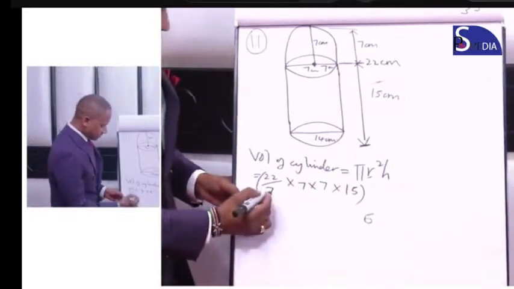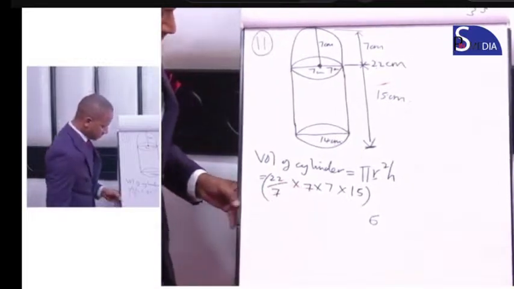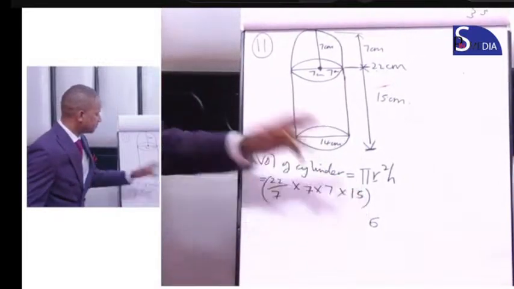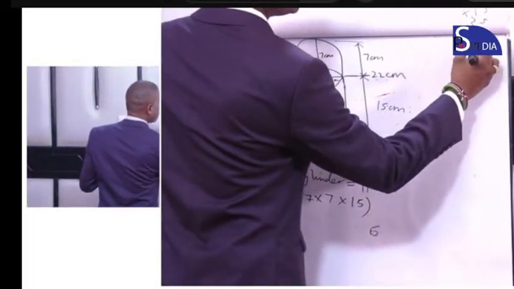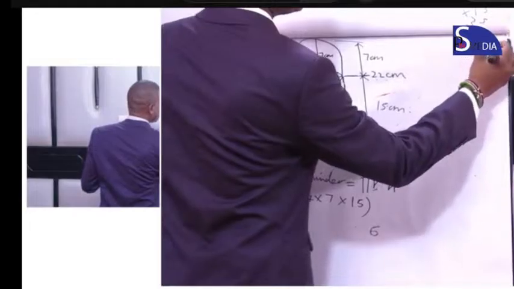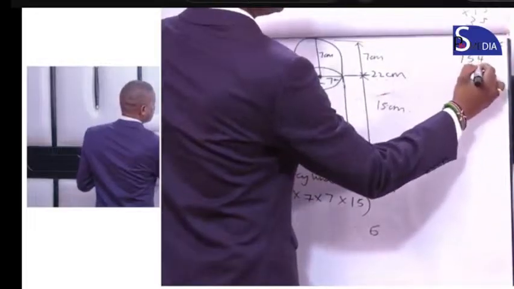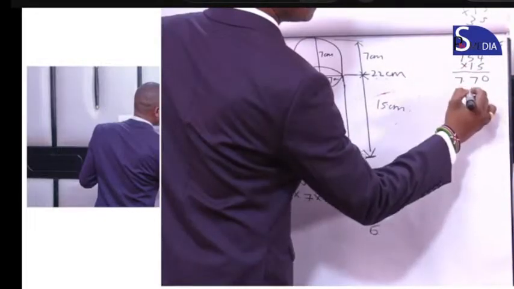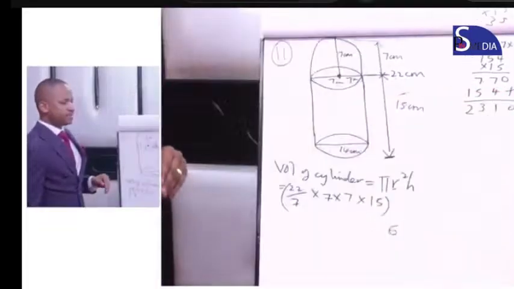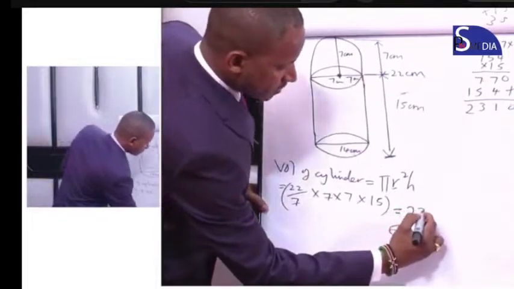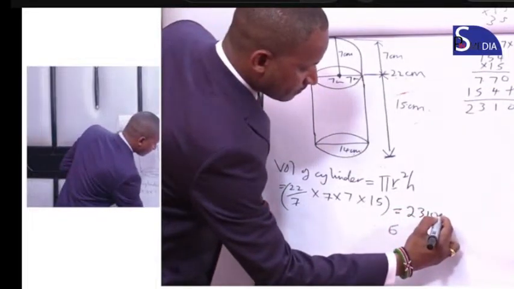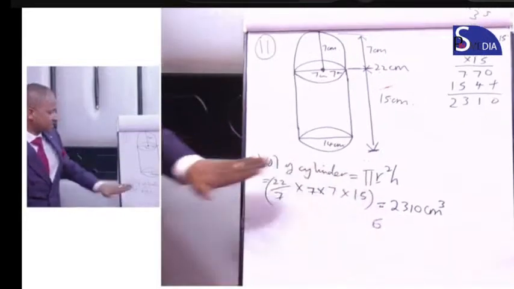So what do you get here? 7 with 7 goes, 22 times 7 times 15. So use your calculator, please. 22 times 7 times 15. This is 154 times 15. Your calculator will help with the pressing. This is 2310, and volume is given in centimeters cubed. That is the volume of a cylinder.